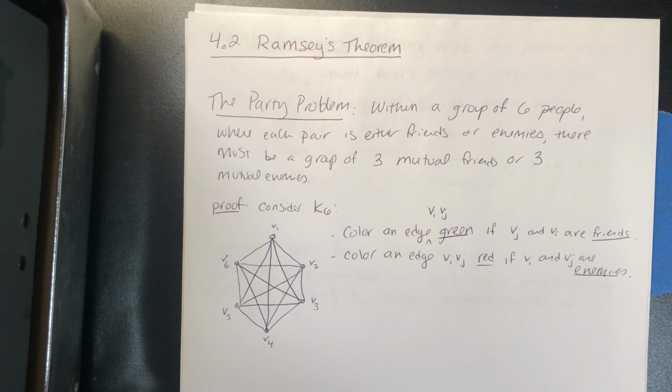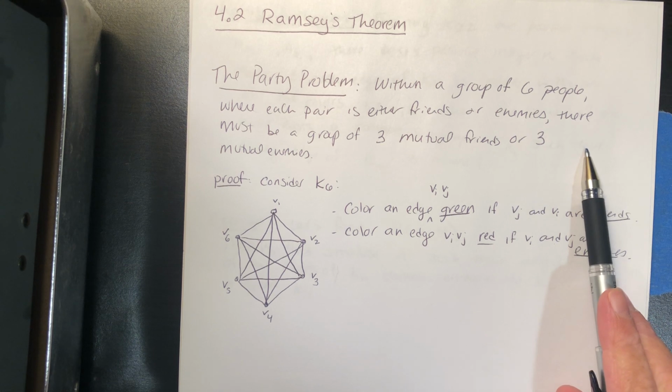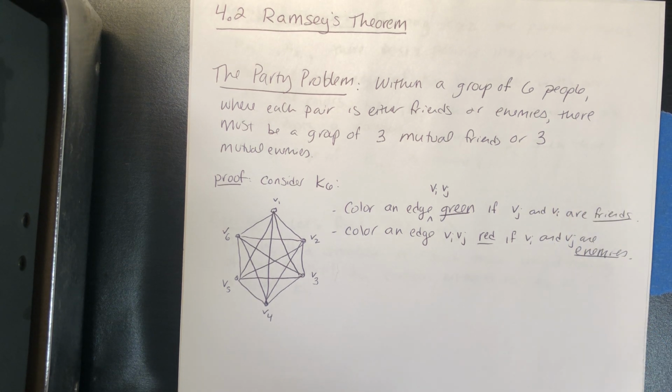So to prove that this is actually the case, that in any group of 6 people, you're guaranteed to have a group of 3 mutual friends or 3 mutual enemies, we're going to model it with a graph, and we're going to use something called edge coloring. So in the last section, we colored vertices of a graph. This time, we're going to be coloring edges of the graph.